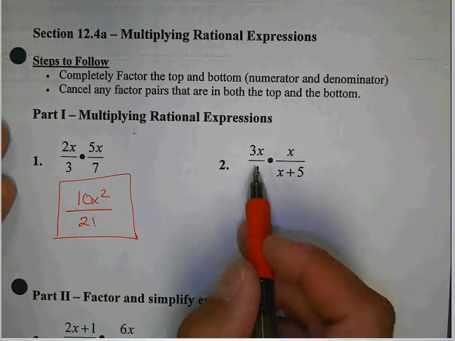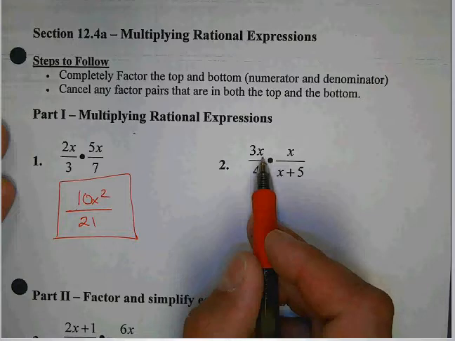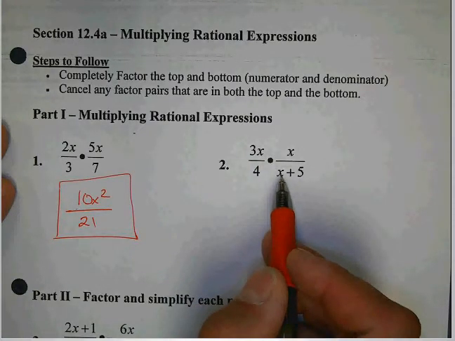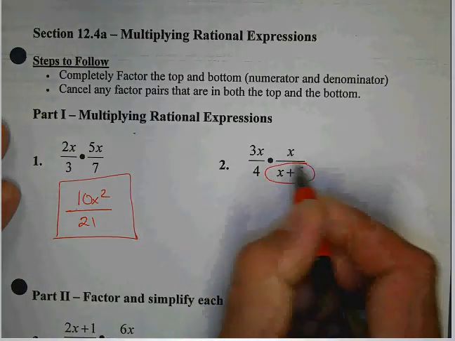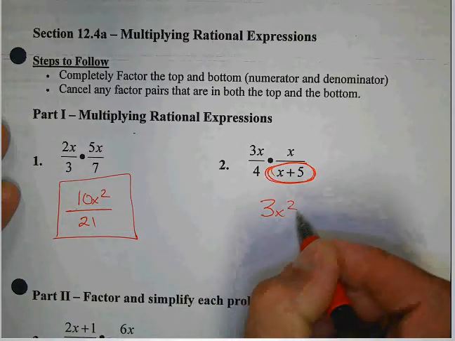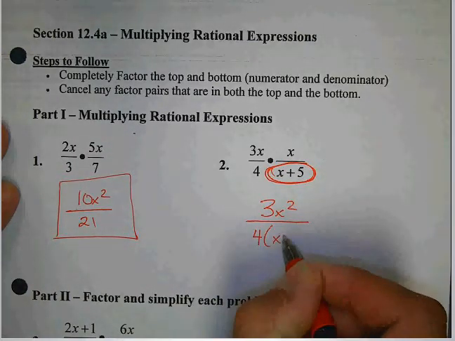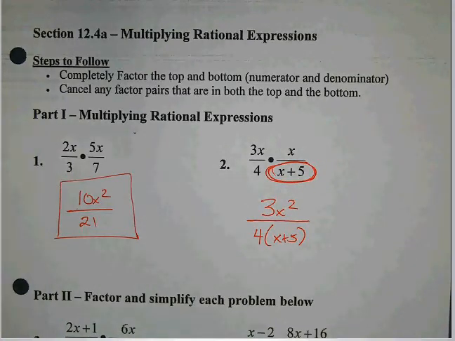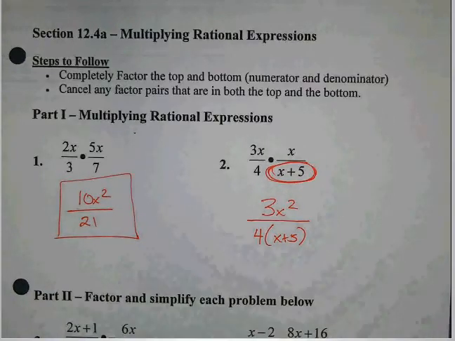Look here. Is there an x by itself in the bottom that would cancel with this x? What is this x connected to? The plus 5. So that's a very strong bond. Okay? So the top, I just have 3x squared over 4 times x plus 5. So the whole idea today is just multiply across if things are possible and they don't cancel. If things cancel, we will.